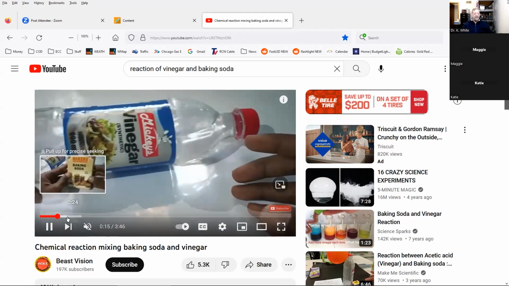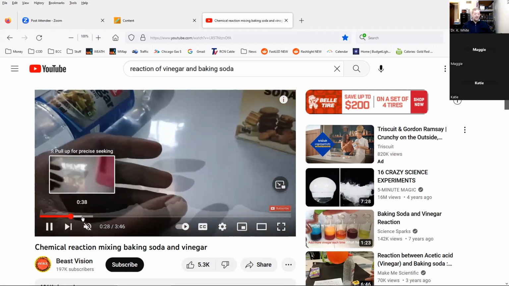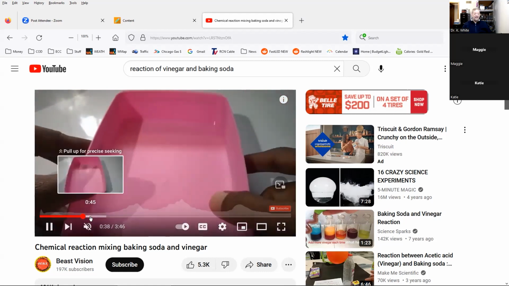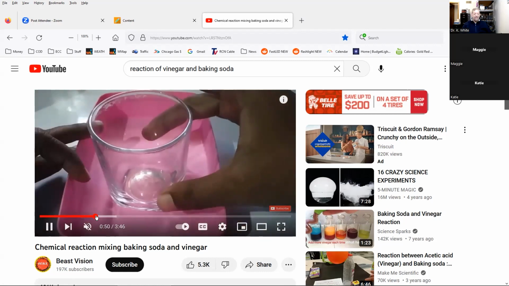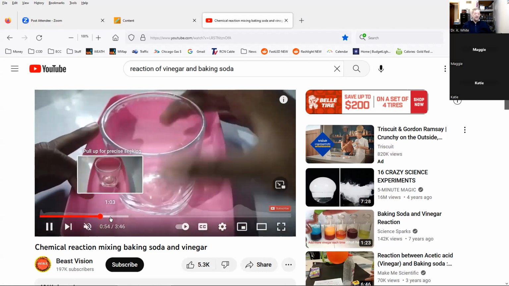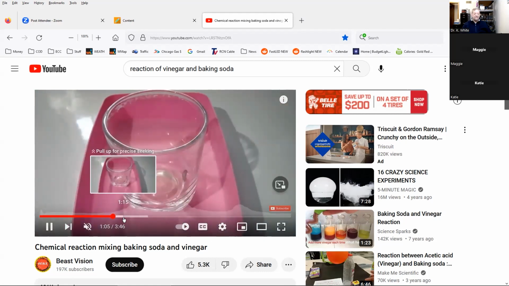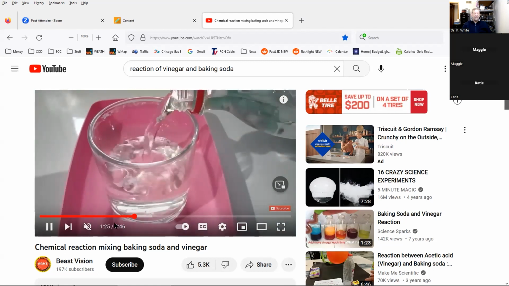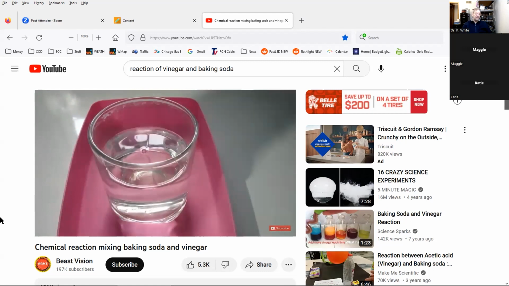Here we have vinegar. Here we have baking soda. Both are chemicals. Here we have a little tray with a container in it. You can do this in your sink too. They pour in some vinegar. By the way, vinegar is water and acetic acid, a homogeneous solution.